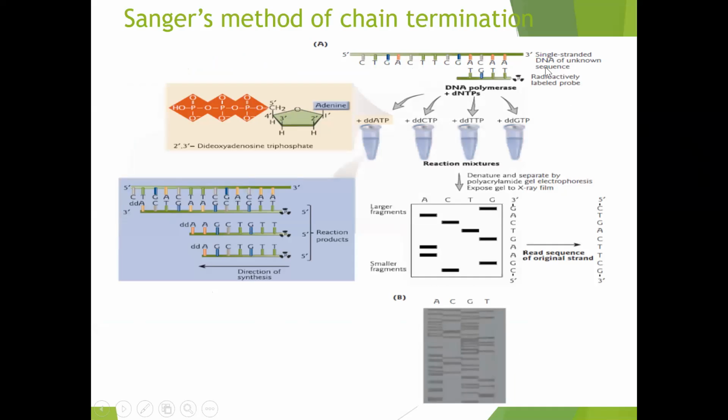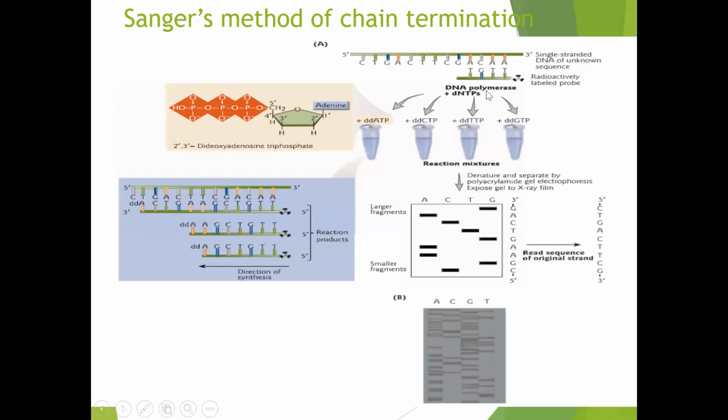So here, if you see, this is the template for which we have to determine the sequence. This is a single-stranded DNA of unknown sequence. And in this particular example, the primer used is radioactively labeled. This is a radioactively labeled probe. If the primer is radioactively labeled, then the dNTPs need not be labeled.